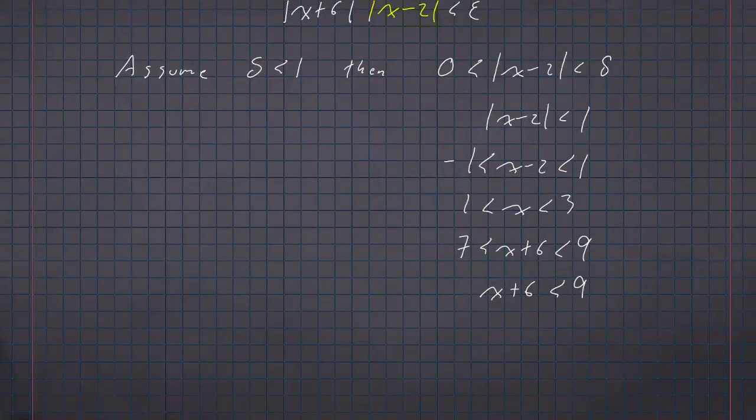Because not only that, but if x plus 6 is less than 9, then the absolute value of x plus 6 can be less than 9, or I guess whenever x plus 6 is between 7 and 9, then the absolute value of x plus 6 must also be less than 9. Right? Taking that back up here to that inequality that's almost gone off the top of the page at this point.